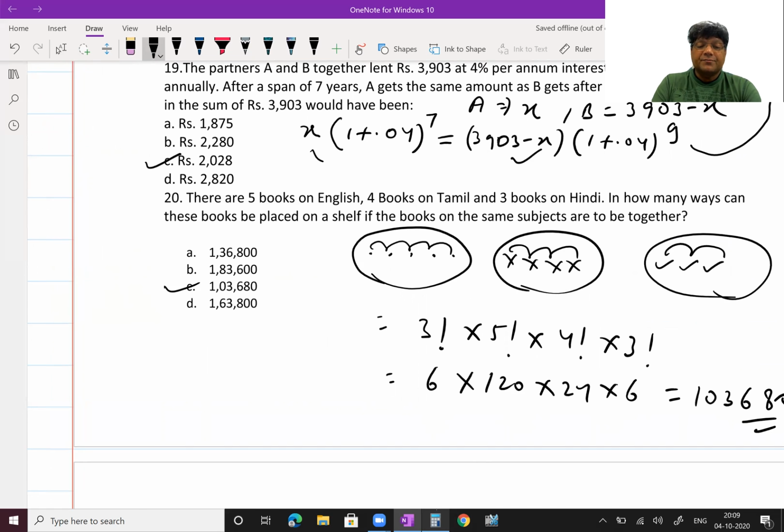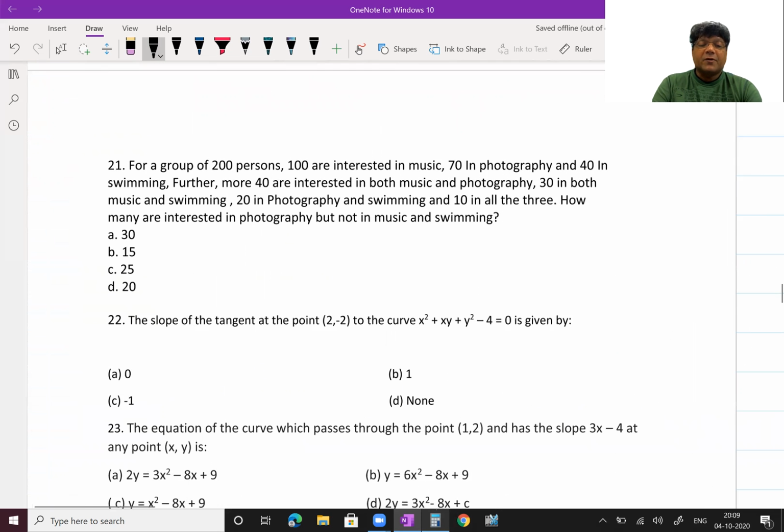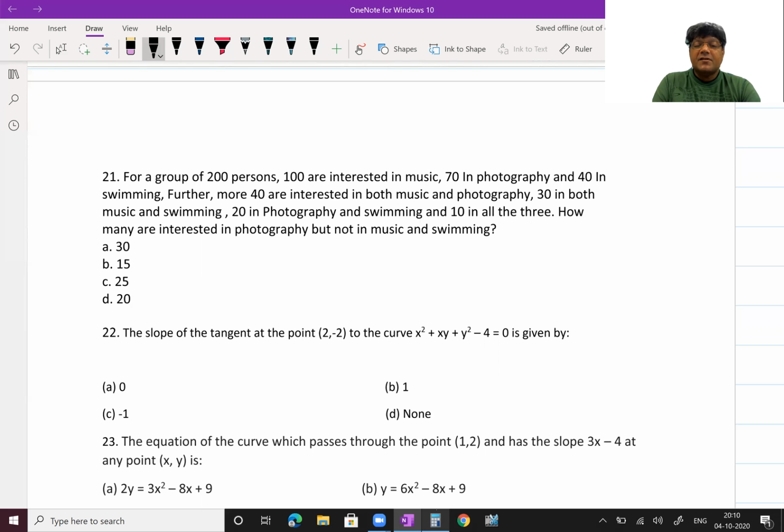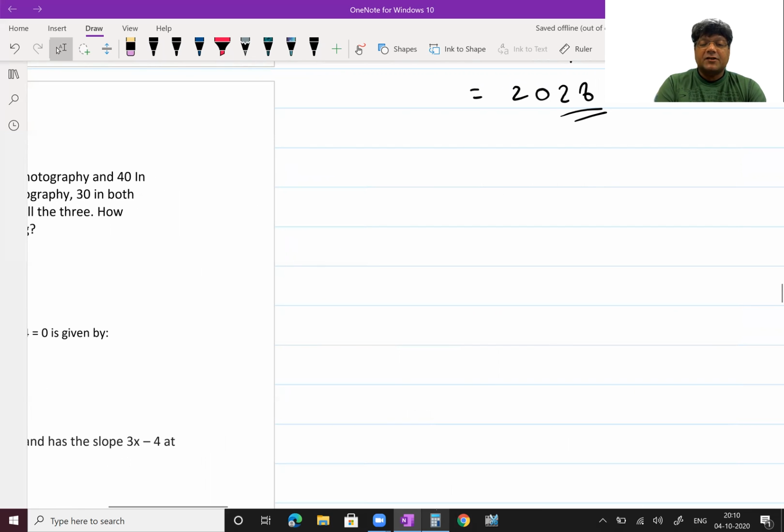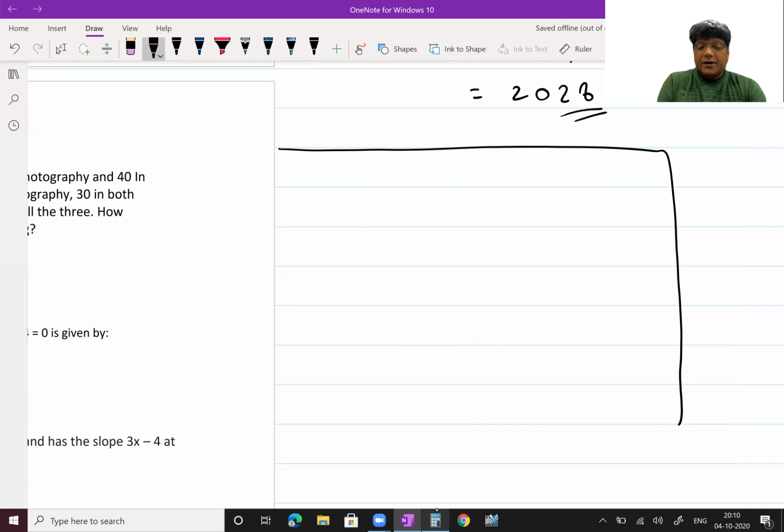103680, option C. Question number 21. For a group of 200 persons, 100 are interested in music, 70 photography, 40 swimming. So guys, there are 3 things: music, photography, swimming. We will do it by Venn diagram, guys. Set theory question. We would like to do this by Venn diagram.